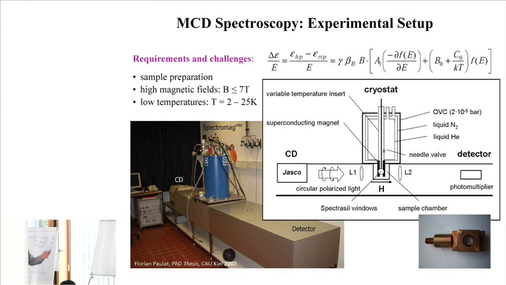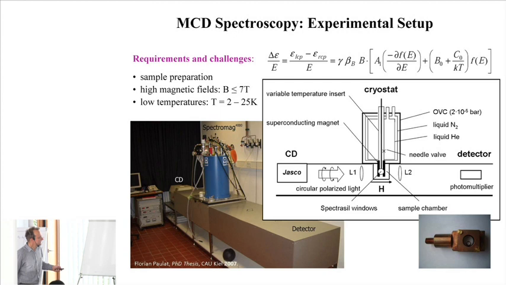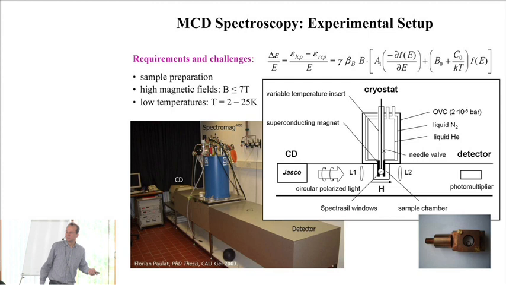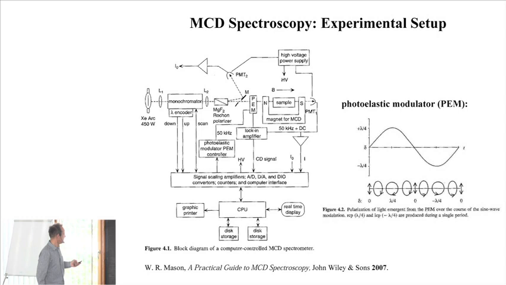Okay, this is an experimental setup for MCD. So you have a CD spectrometer and a magnetic field. We have here a JASCO CD spectrometer. It makes left and right circular polarized light. You have a cryostat, you have a magnetic field. The magnetic field is along the direction of the light. And here you have a photomultiplier to detect your signals. Typically, a magnet cryostat goes to a couple of Tesla. We have 7 Tesla in Mülheim. They have a 10 Tesla magnet. And you need low temperatures to do MCD spectroscopy. So if you use pumped helium, you can go down to 2 K.